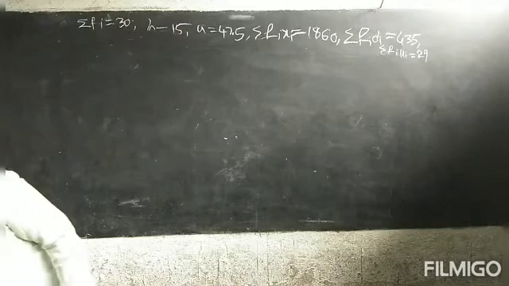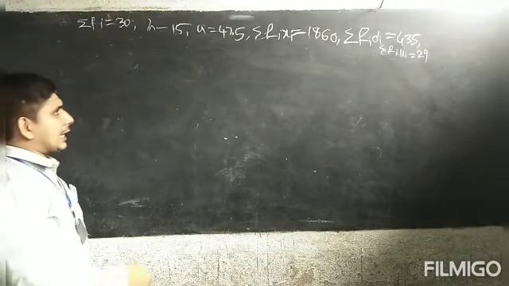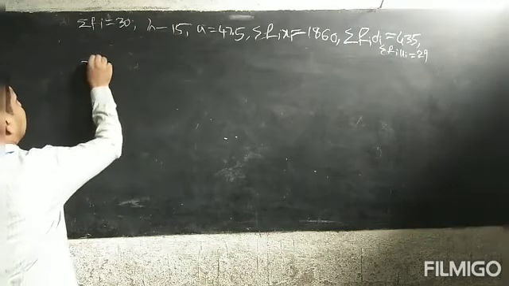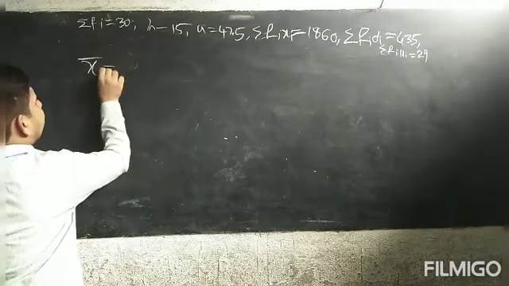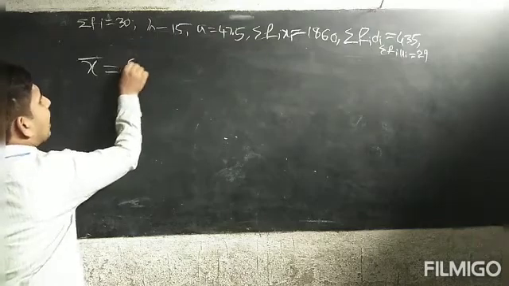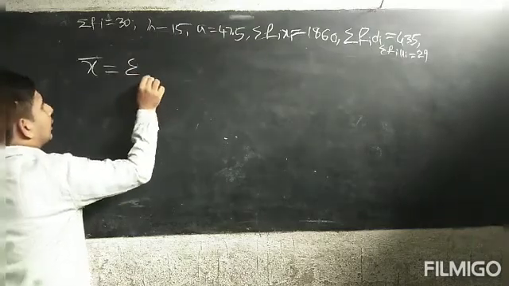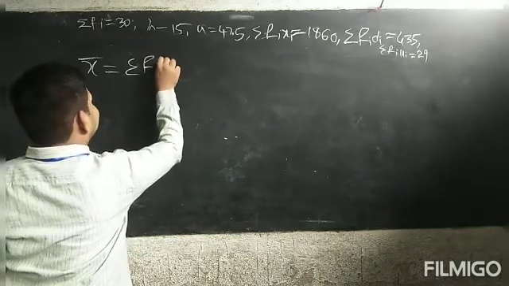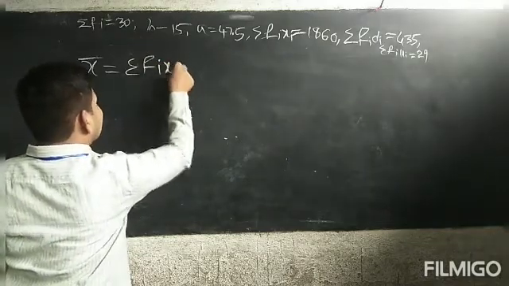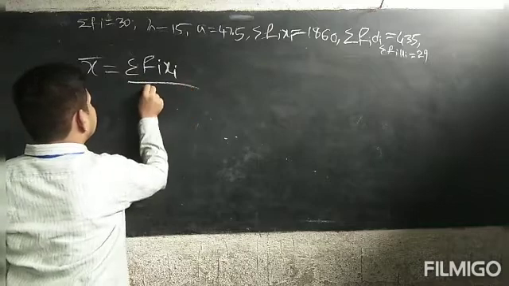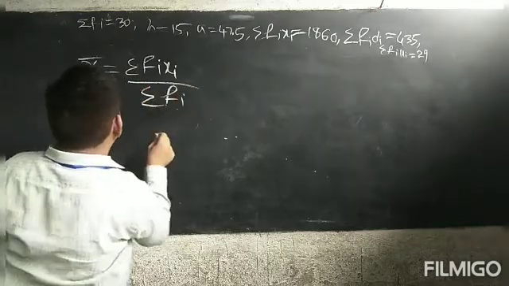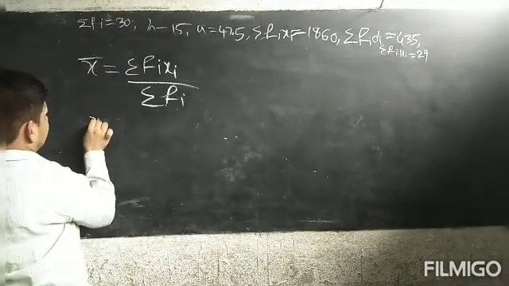Now, direct method, first of all. In the direct method, we get x bar equal to sigma fx by sigma fi. Now, sigma fi equal to what?